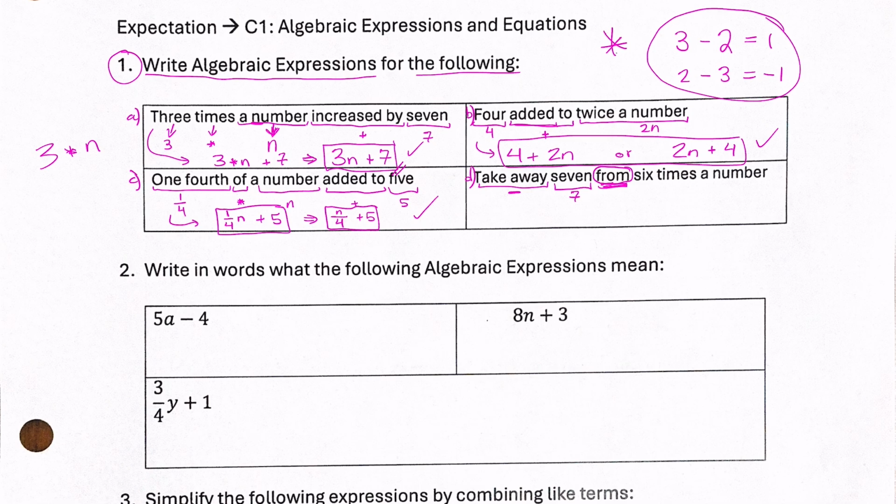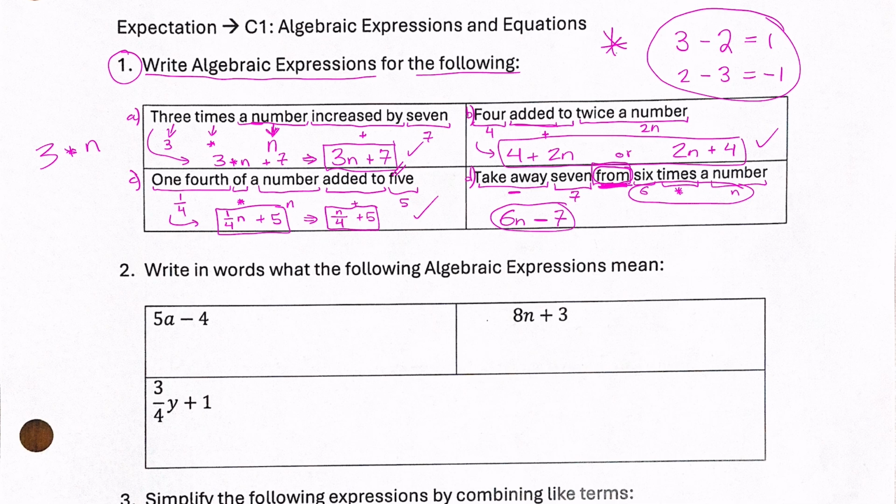But 6 times a number, that's our n. Here I have to be very careful now. So take away 7 from 6 times a number. The from tells me that I start with 6n, and from that, I'm taking away 7. That's why it's 6n minus 7, not 7 minus 6n.